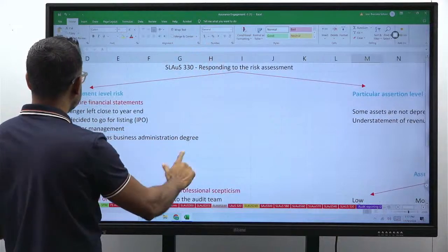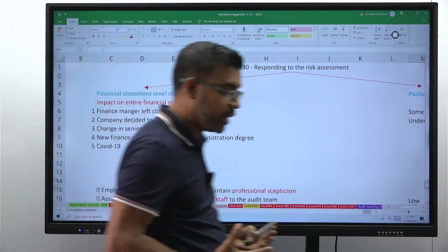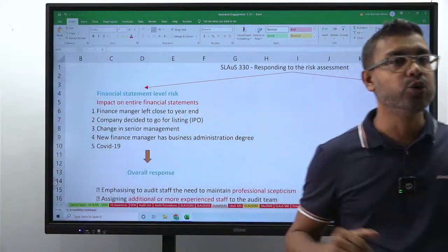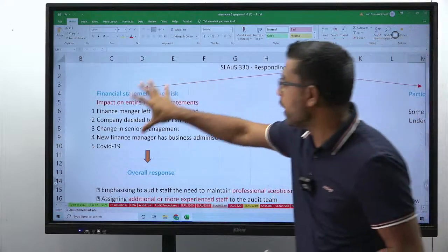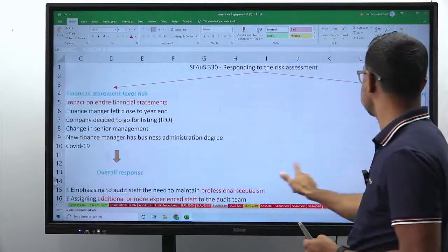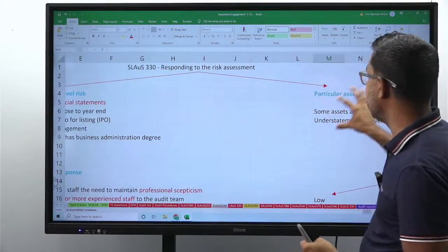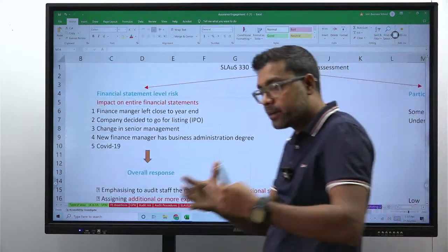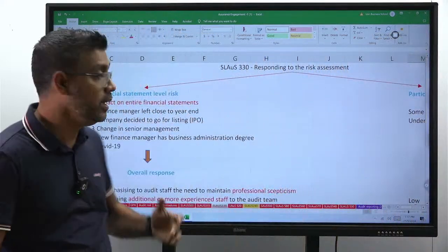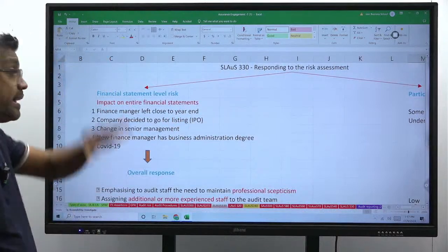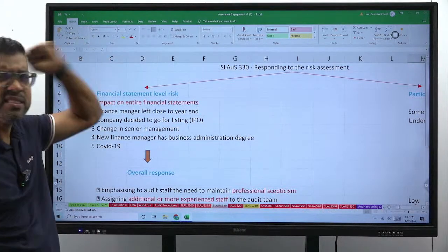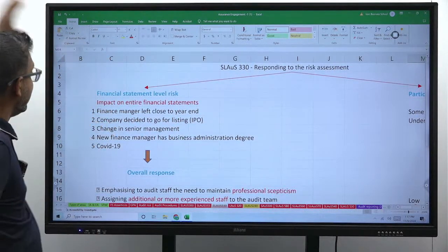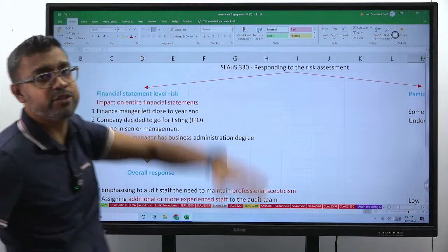Responding to risk. For the purpose of responding, risk can be divided into two categories. One is financial statement level risk, the other is particular assertion level risk, because not all risk will impact a particular assertion. Some of the risk can be identified as financial statement level risk. What does financial statement level risk mean? That will impact the entire set of financial statements.